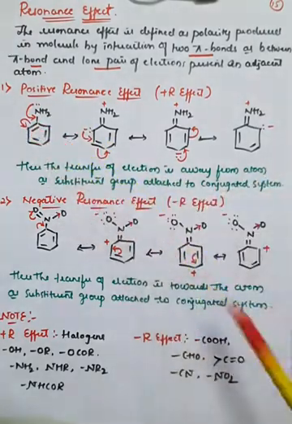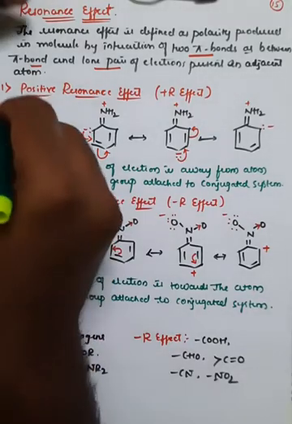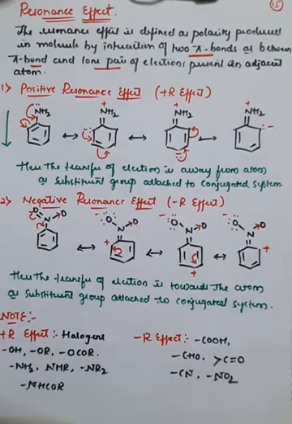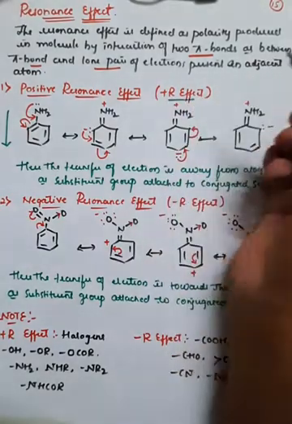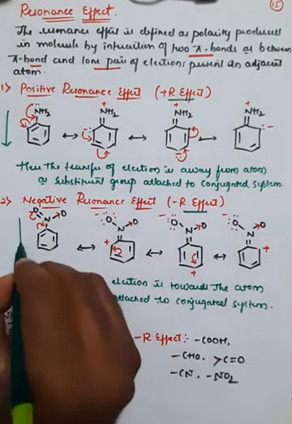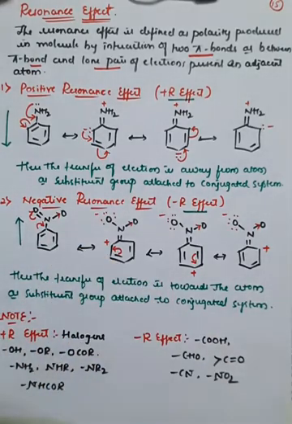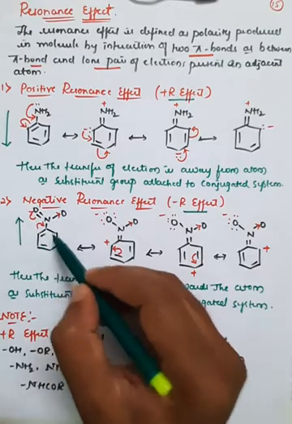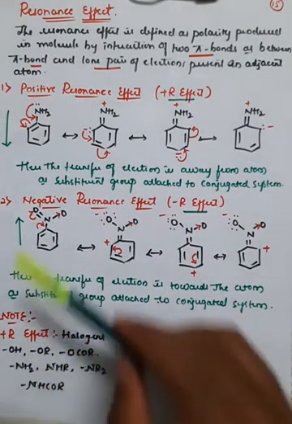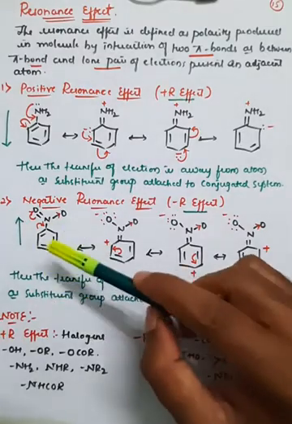So therefore, you can observe here, I can show like this, right? The movement or transfer of electrons from the atom which is the substituent towards the benzene ring is called the plus R effect. It is reverse in the case of the minus R effect. In the minus R effect, the movement of electrons will take place from the benzene ring towards the substituent. So the effect is the same, but the movement is in the opposite direction here.